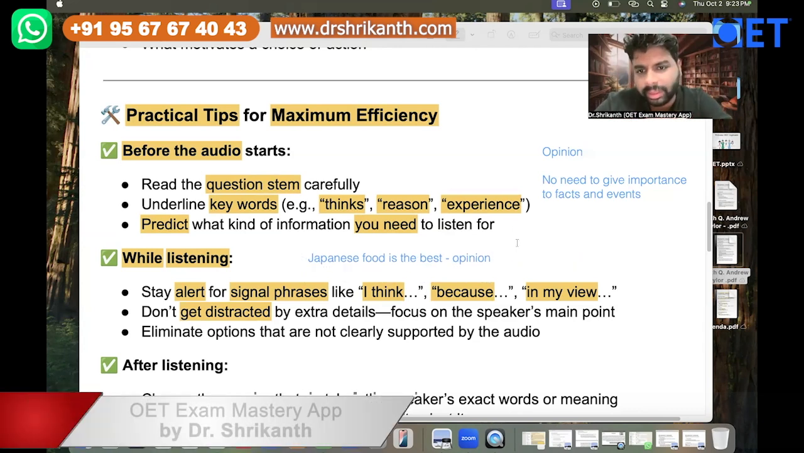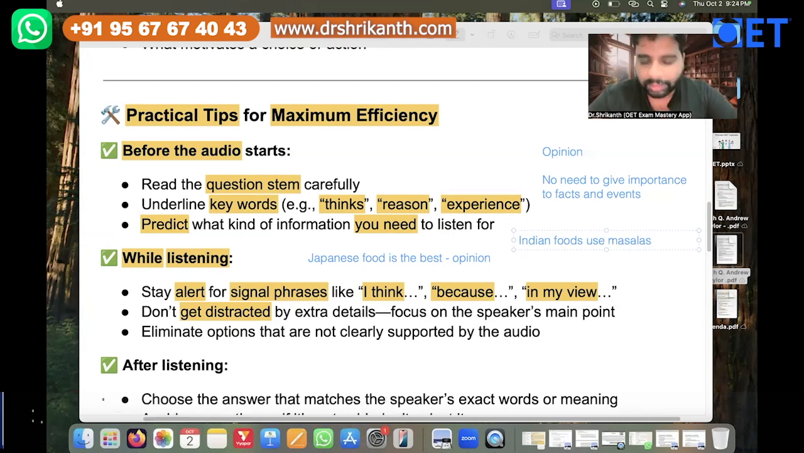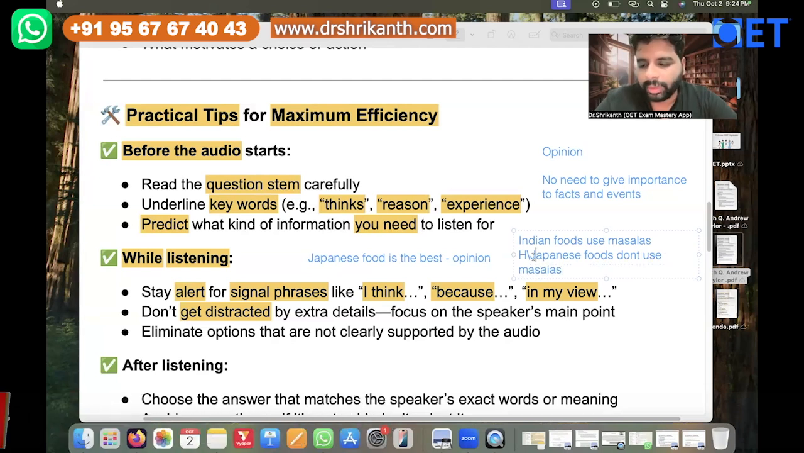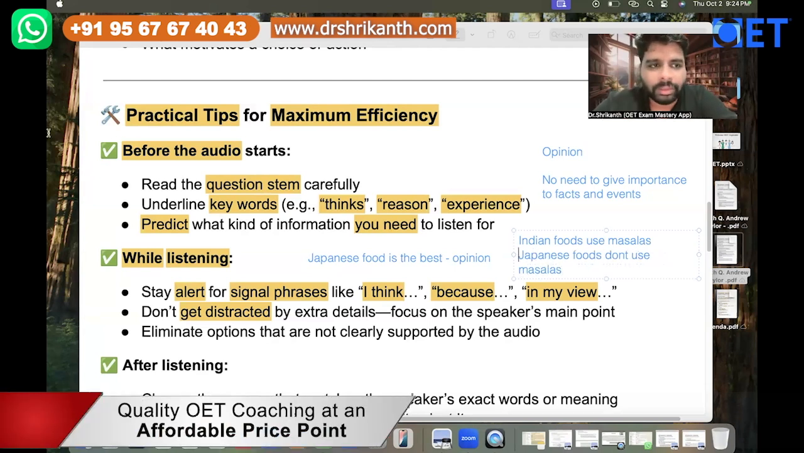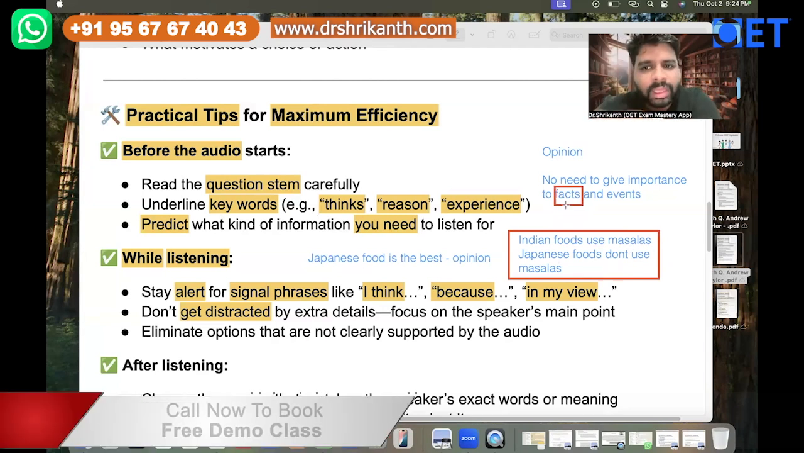Now, what about this sentence? Indian foods use masalas. And again, I'm using very simple examples to make you understand. And Japanese foods don't use masala powder, because only Indian people use a lot of masalas. Anyway, what is this information? This information is fact. It is a truth that Indian foods use masalas, Japanese foods don't use masala. That is a fact over here.